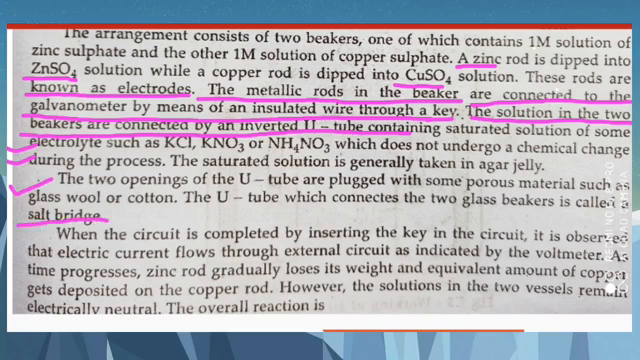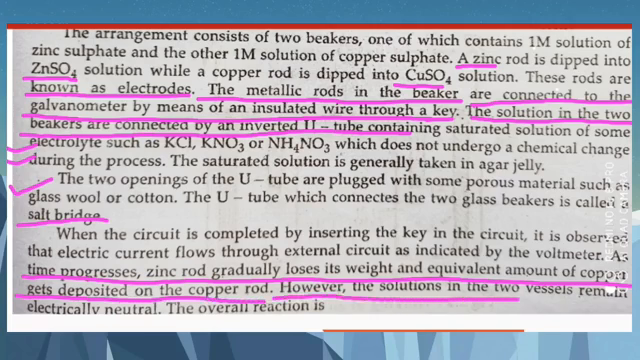We will see that later on. When the circuit is completed by inserting the key in the circuit, it is observed that electric current flows through the external circuit as indicated by the voltmeter. As time progresses, the zinc rod gradually loses its weight and an equivalent amount of copper gets deposited on the copper rod. However, the solutions in the two vessels remain electrically neutral.